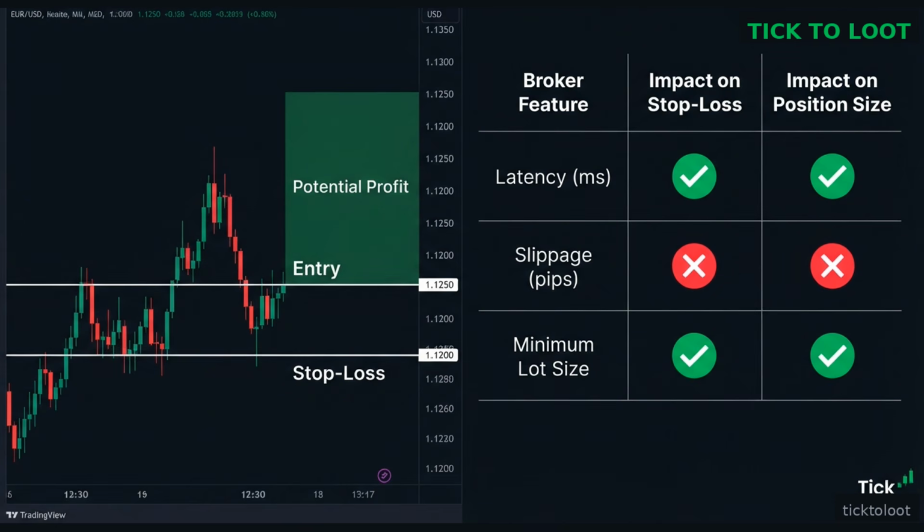Choosing a broker with low latency, minimal slippage, and flexible lot sizing lets your risk calculations stay accurate, keeping your trading plan intact. If the broker's constraints force you to adjust your stop-loss or position size, you either accept higher risk or have to redesign the strategy. That is why aligning broker capabilities with your stop-loss and position sizing rules is essential for a reliable automated system.